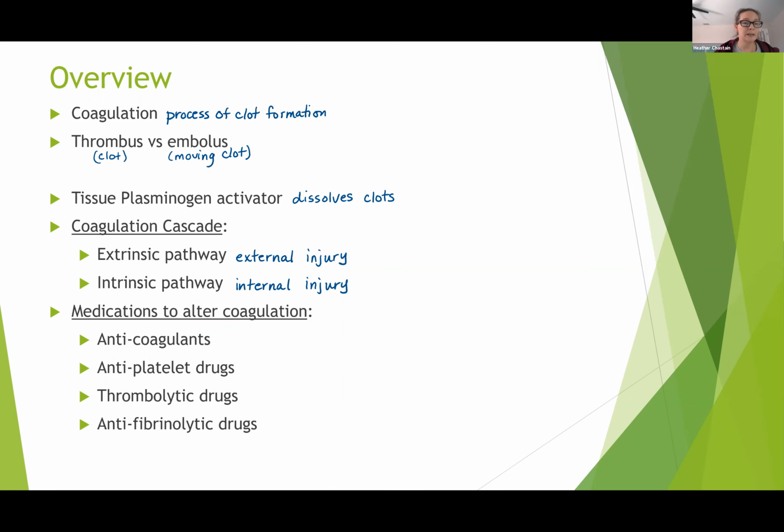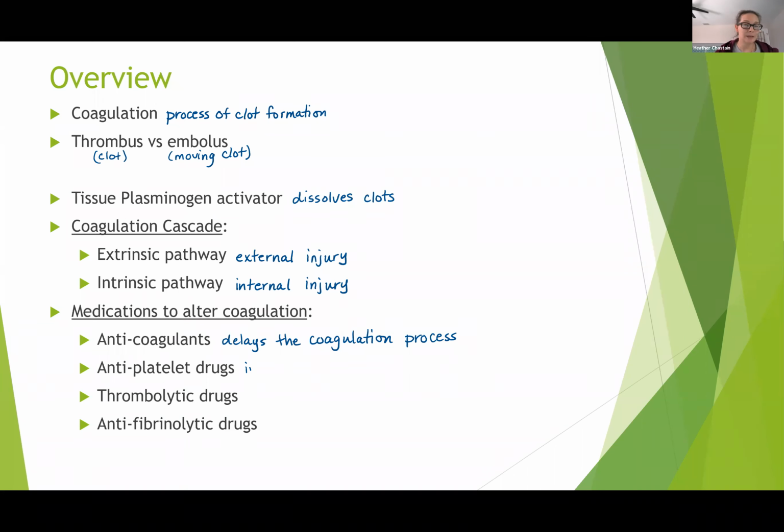Medications that we're going to be studying that alter coagulation: anticoagulants. These delay the coagulation process. So that's one thing that we're going to talk about first. These anticoagulants are going to either inhibit production of factors or they're going to bind factors so they can't be used. And we'll talk more about that in a little bit.